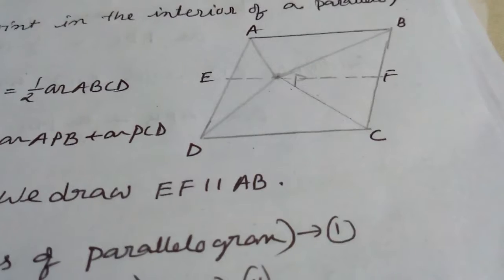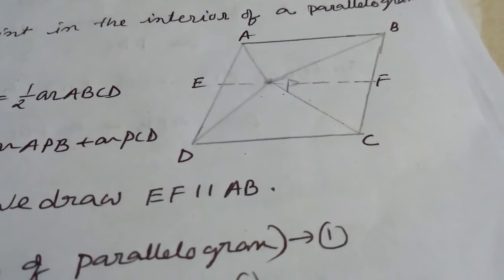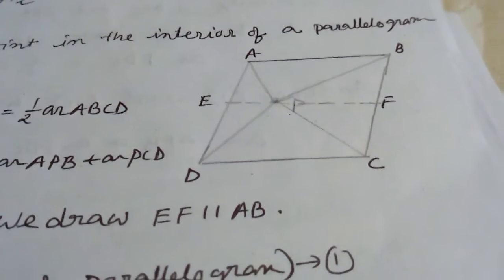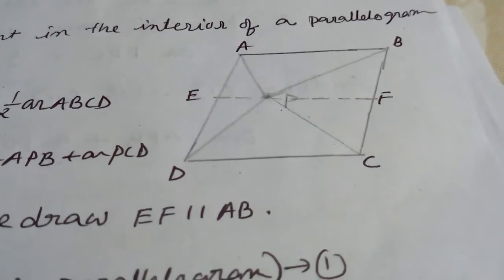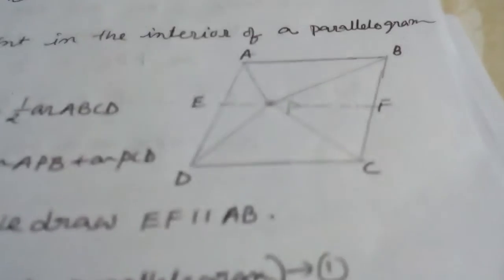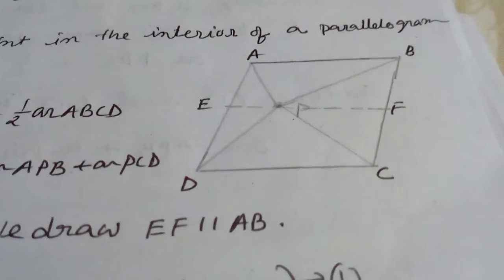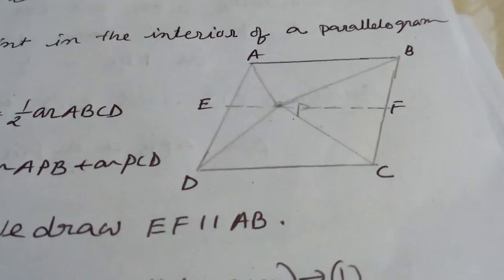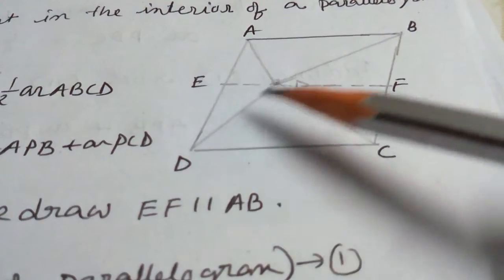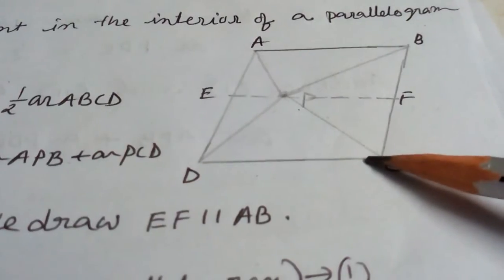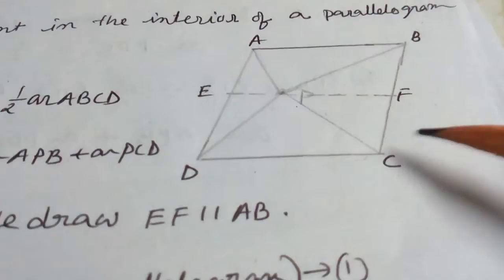We will continue our exercise 9.2, number 4 sums. It is given that P is a point in the interior of parallelogram ABCD. Now we have to show that area of triangle APB plus area of PDC is equal to half of area of ABCD.